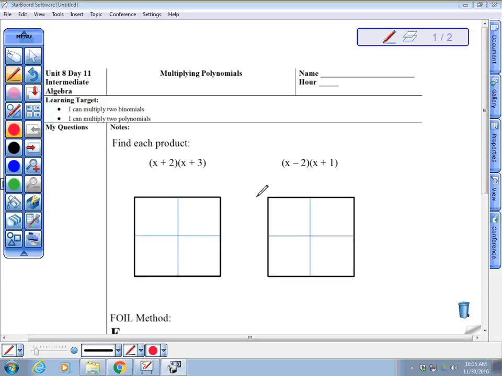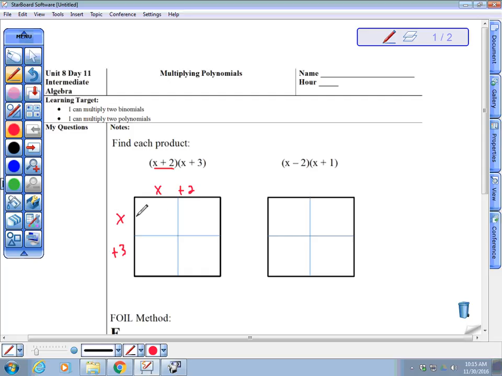All right, multiplying polynomials. I can multiply two binomials. I can also multiply two polynomials. And the first one is I'm going to do the area model. That just basically says have one of them going across, having the other displayed downward, and you're just going to multiply down and across.